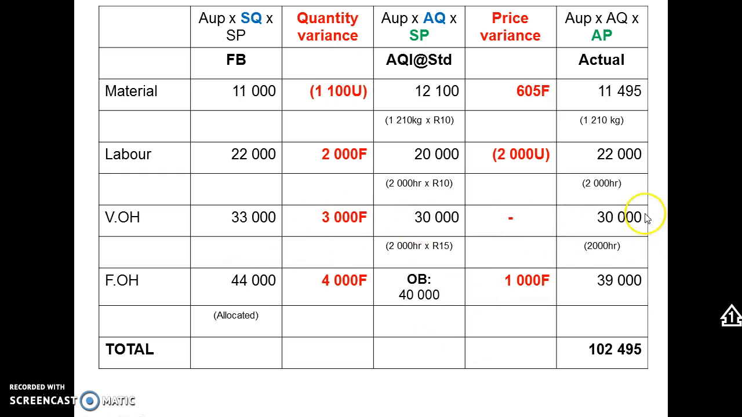Then, if you don't get any variance, like in this case, 30,000 less 30,000, don't be surprised. It's just because there were no variance. The actual rate was 15 Rand per hour, and the standard rate was 15 Rand per hour.